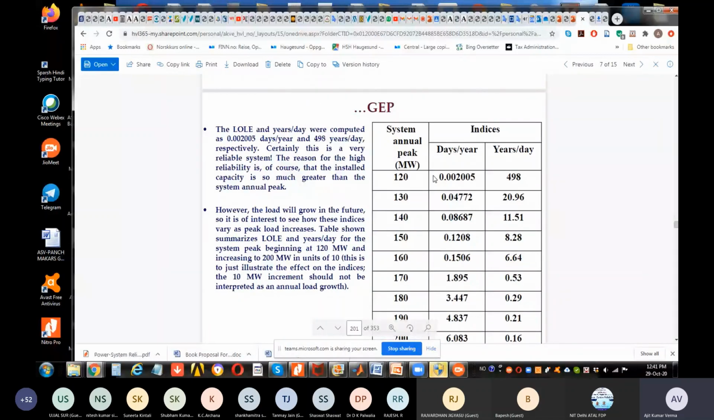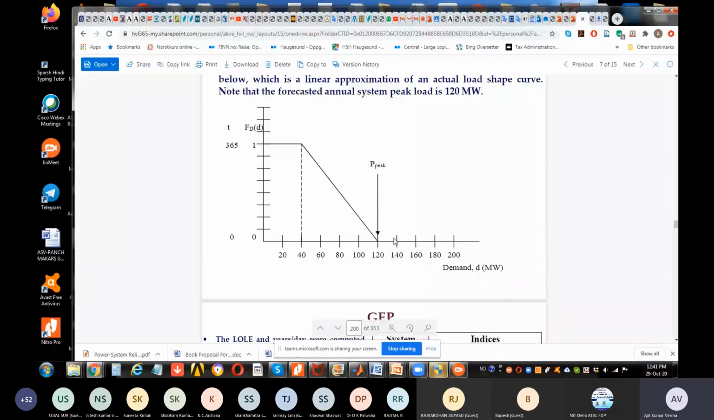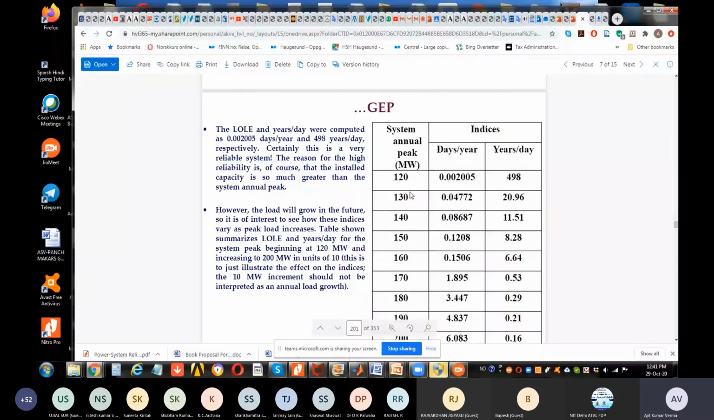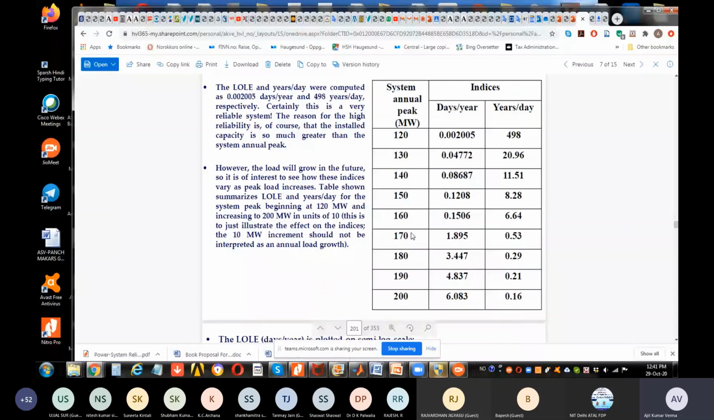0.002005. Then we assume that this 120 would soon become 130, 140, 160 in the coming days, months, or years, so there is growth in the system annual peak load. From 120 it can go even up to 200 because the maximum generation is 200 megawatt. So how will it influence the LOLE, for example? At 120 we have calculated it to be 0.002005. When the peak load becomes 130, the LOLE increases. It was 0.002, now it has become 0.0472.